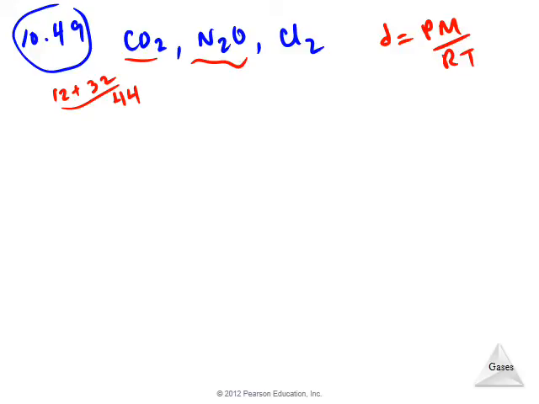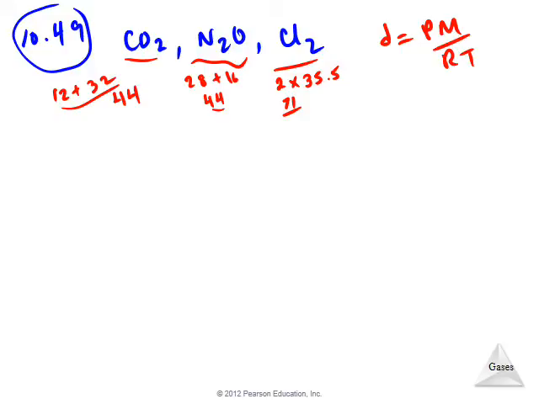Nitrogen, each nitrogen is 14. Two of them will be 28. So 28 plus 16, and that gives 44. So that's also 44. Each Cl is 35.5, and you have two of them, 2 times 35.5, and that's 71.